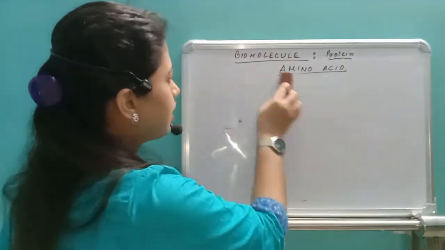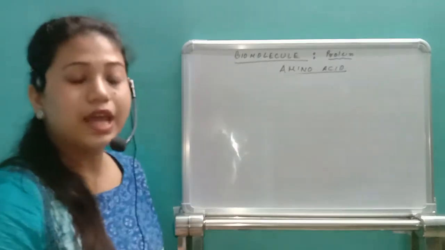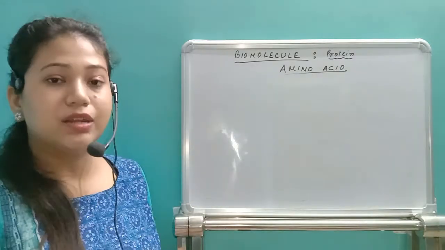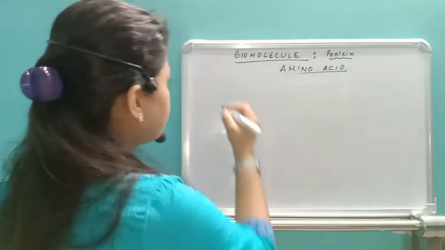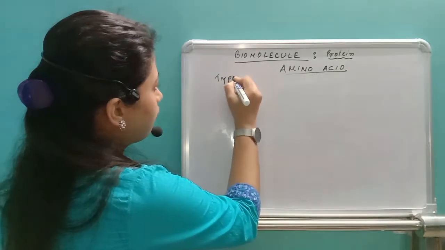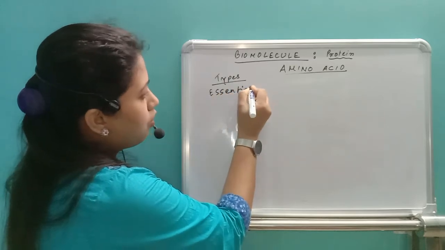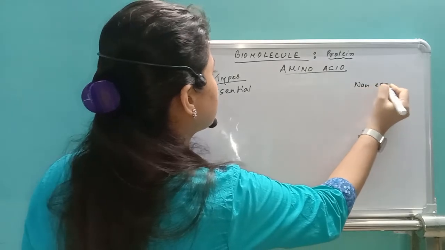Okay, so what are the different types of amino acids? If you see, what type of amino acid we will see depends upon the availability in our body. We can have three types of amino acids. So we will see the types. First of all, we will have the essential amino acids. Okay, we have semi-essential amino acids and we have non-essential amino acids.